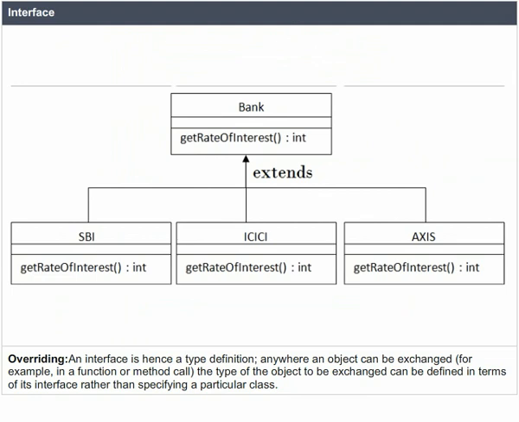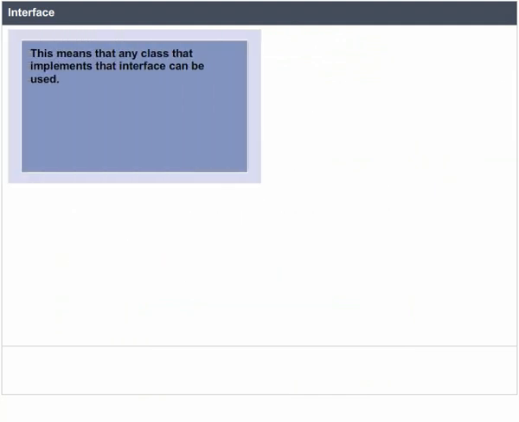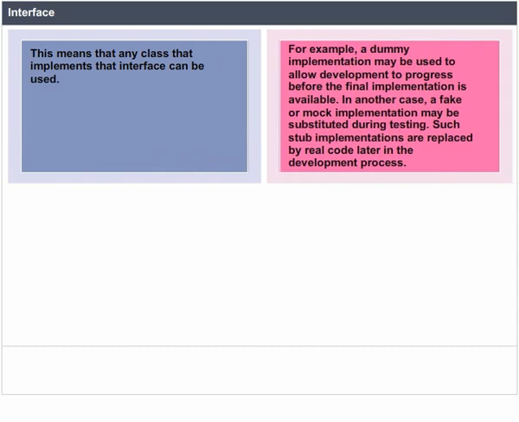Anywhere an object can be exchanged, for example in a function or method call, the type of the object to be exchanged can be defined in terms of its interface rather than specifying a particular class. This means that any class that implements that interface can be used. For example, a dummy implementation may be used to allow development to progress before the final implementation is available. In another case, a fake or mock implementation may be substituted during testing. Such stub implementations are replaced by real code later in the development process.